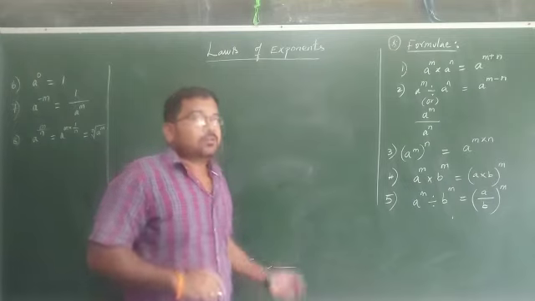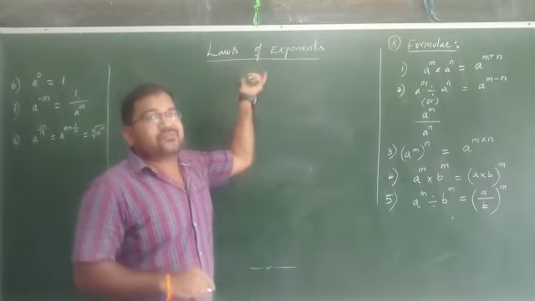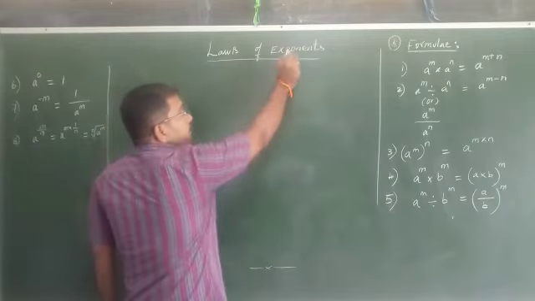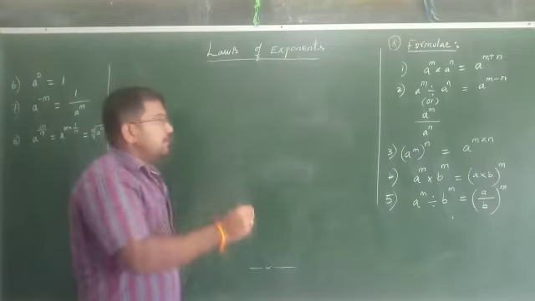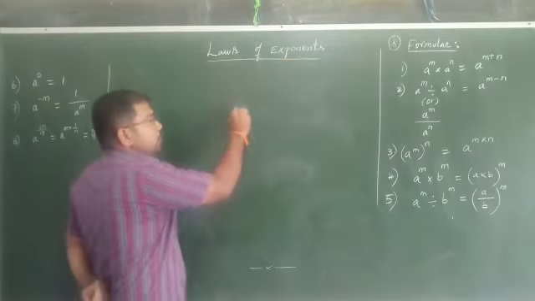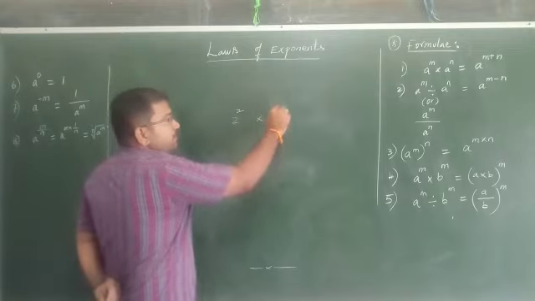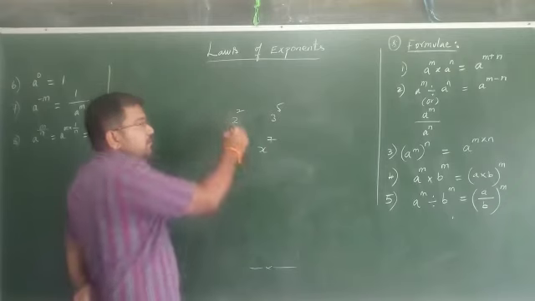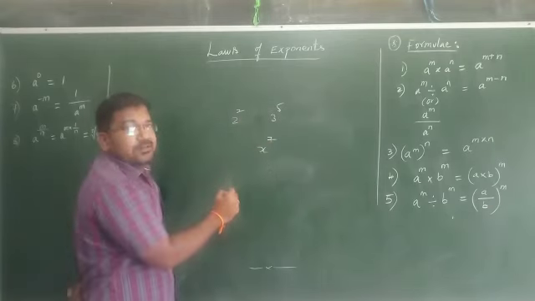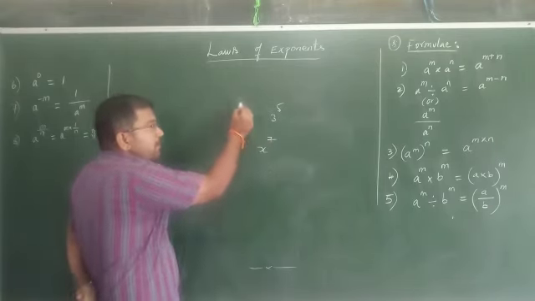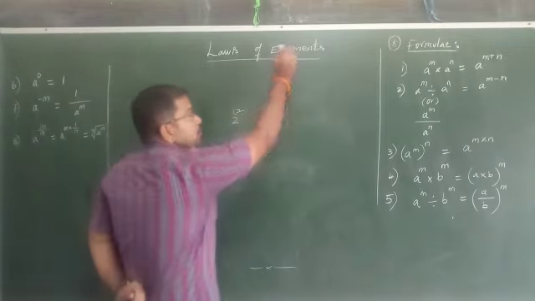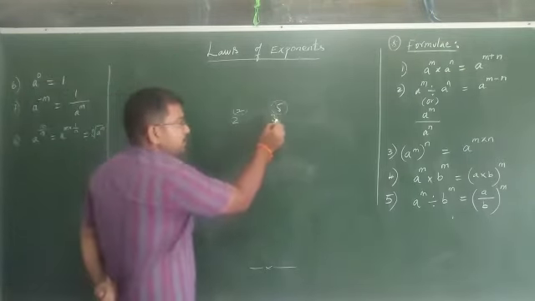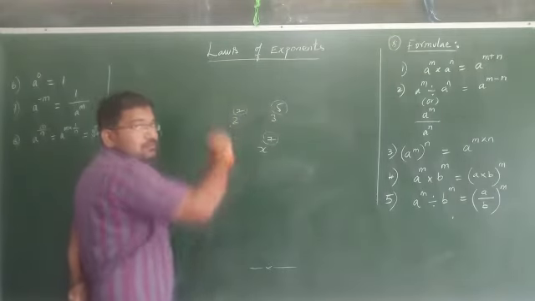Hi students, today we are going to see a topic: laws of exponents. So what is meant by exponents? Writing something in terms of power, like 2 square, 3 power 5, x power 7, right? So these are nothing but exponent terms. The power is otherwise called the exponent, and this is called the base.